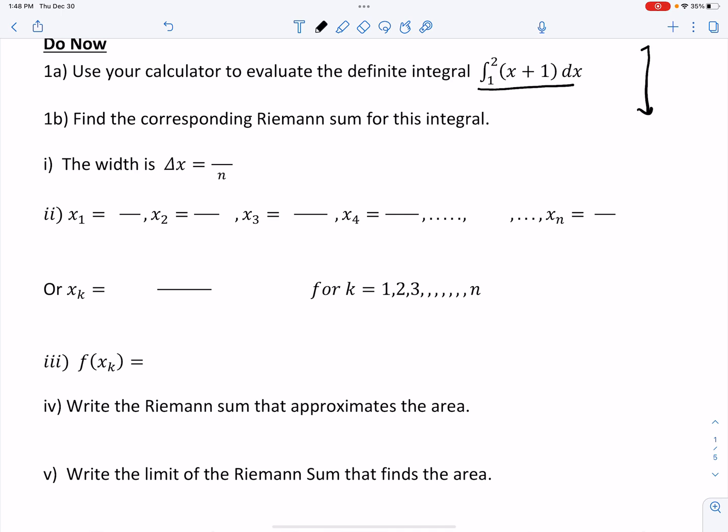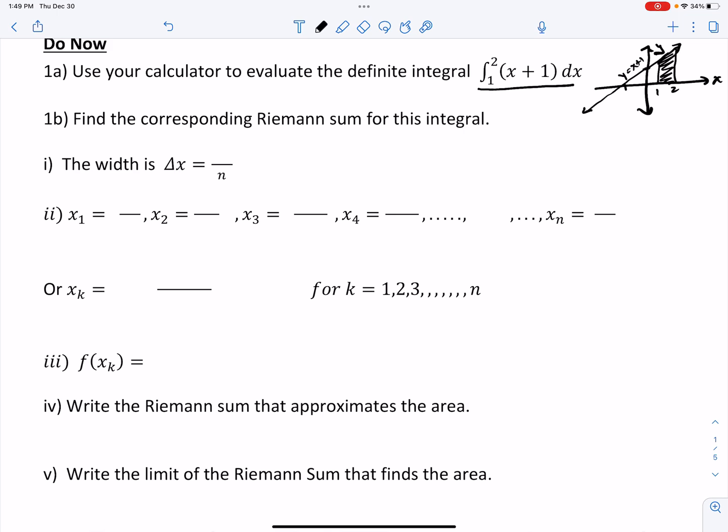y equals x plus 1, which has a y-intercept of 1 and an x-intercept of -1. Okay, so this is the graph of y equals x plus 1. We're asked to find the total net area from 1 to 2. The area of this region, which is the area of a trapezoid above the x-axis. So we could easily do that by hand, but we could also use our calculator to compute this.